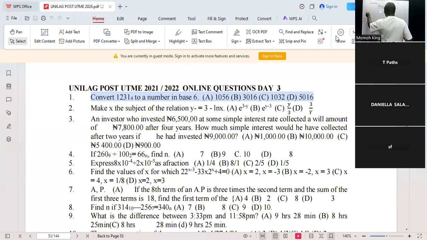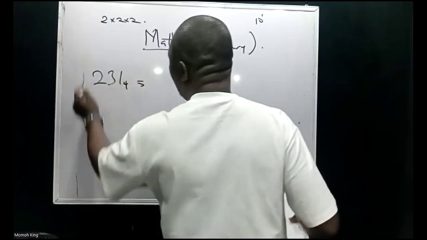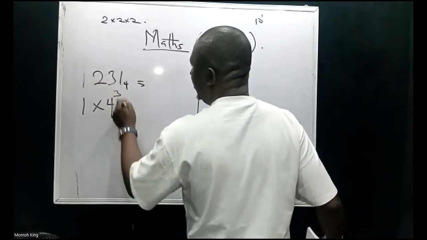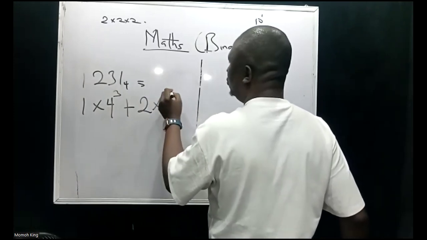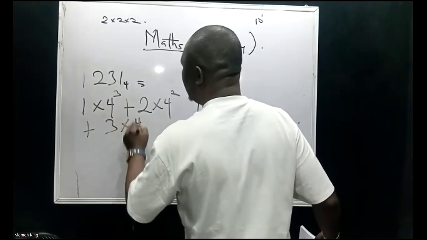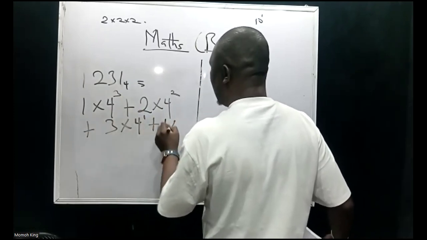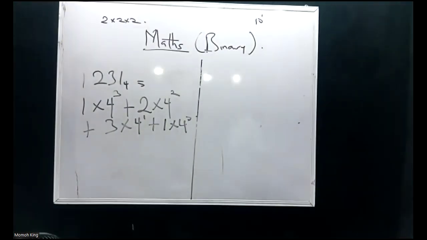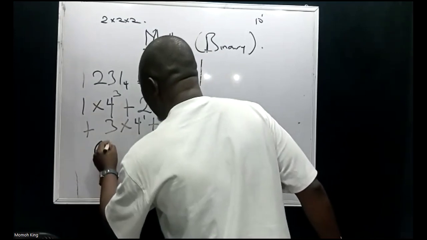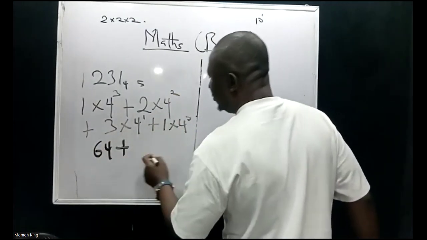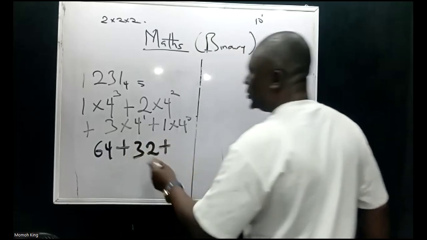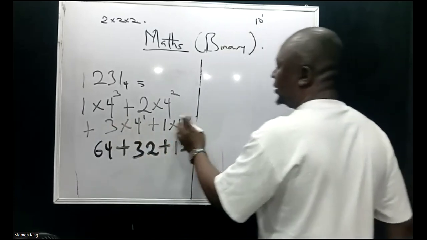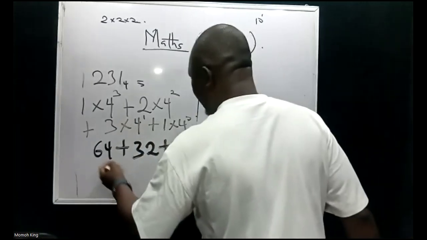Now, 1231 base 4. Remember, this is going to be 1 times 4 to the power 3, plus 2 times 4 to the power 2, plus 3 times 4 to the power 1, plus 1 times 4 to the power 0. 4 to the power 3 is 64. 4 to the power 2 is 16, and 16 times 2 is 32. 4 to the power 1 is 4, times 3 is 12. 4 to the power 0 is 1, and 1 times 1 is 1. Now, when you sum it up, you're going to have what?